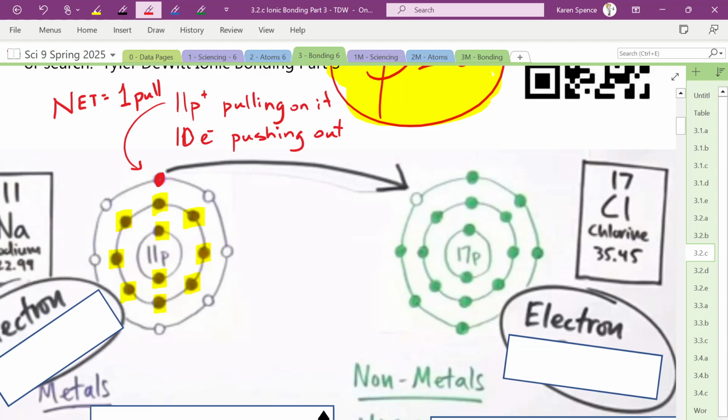Now let's take a look at chlorine. So we're going to look at this electron. When this electron travels over here now, that electron's going to come in here. So now that it's at chlorine, how many protons are pulling on that electron? 17. Okay, so we have 17 protons pulling.